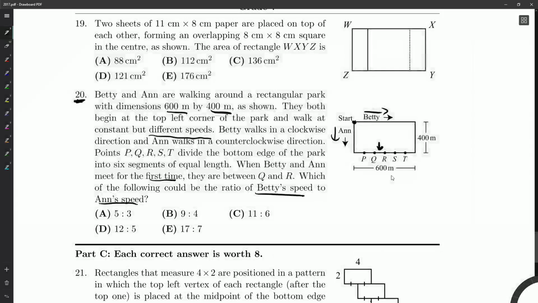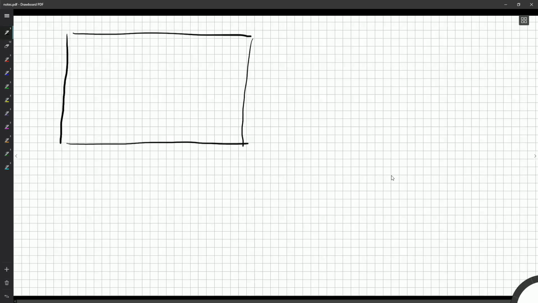So let's draw our picture here. We might draw some more pictures, who knows? So it was P. We will go all the way up to T, and these divide the bottom of the park into 6 equal segments. So P, Q, R, S, and T. If it's 600 by 400, then it'll be 100 meters each.